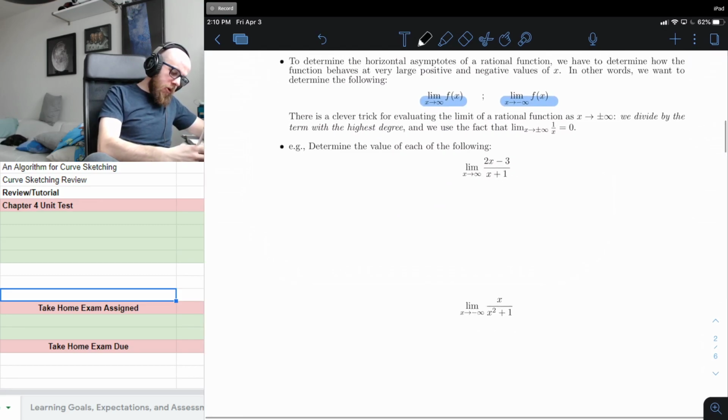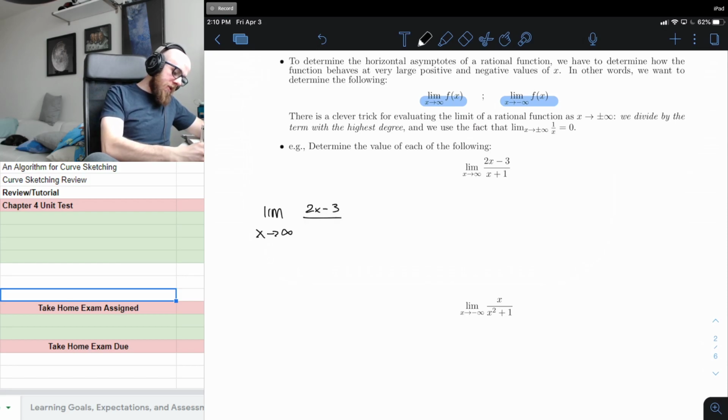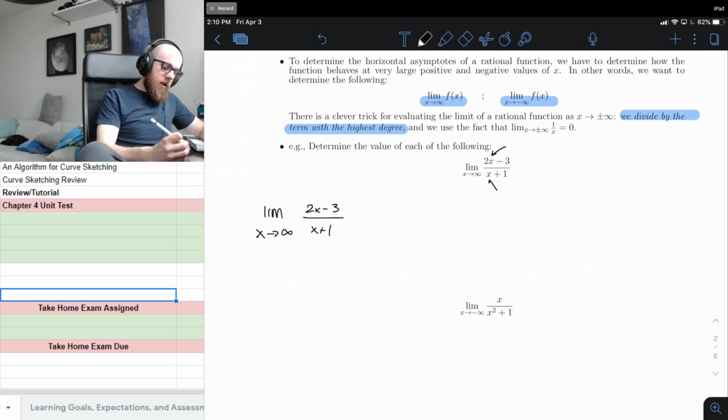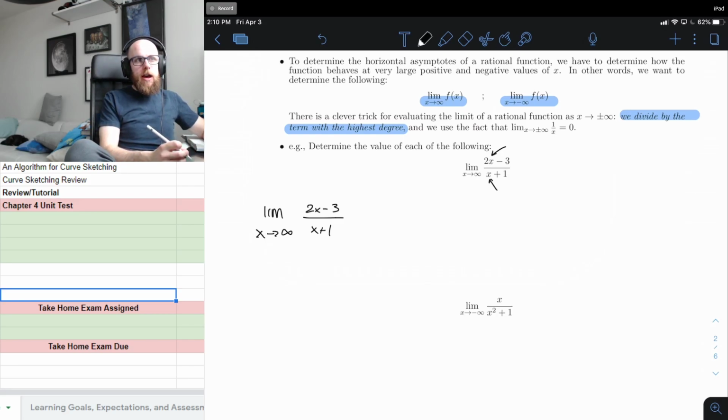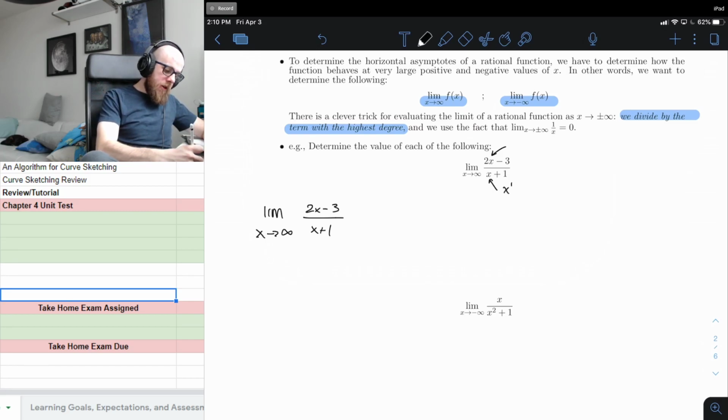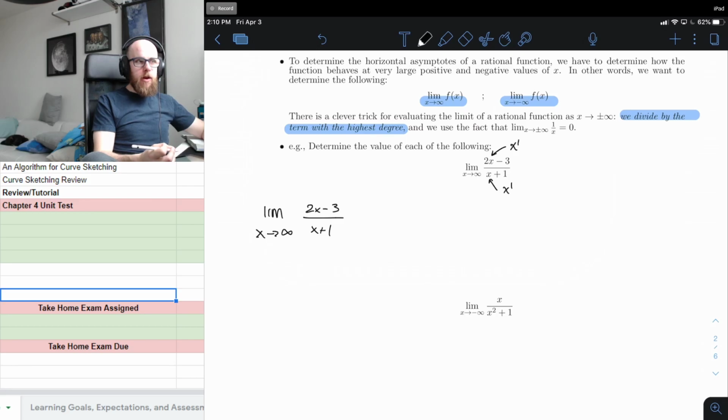So I need to evaluate the limit as x approaches infinity of 2x minus 3 over x plus 1, okay? The trick that we're going to do here is divide by the term with the highest degree, okay? In this case, we can see that two terms have the highest power, right? The highest power here is just x to the power of 1. So x to the power of 1 is our highest power.